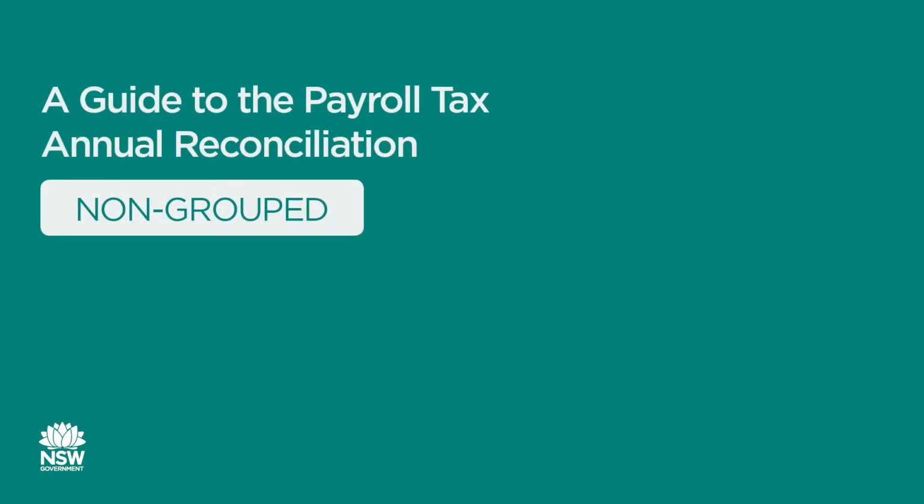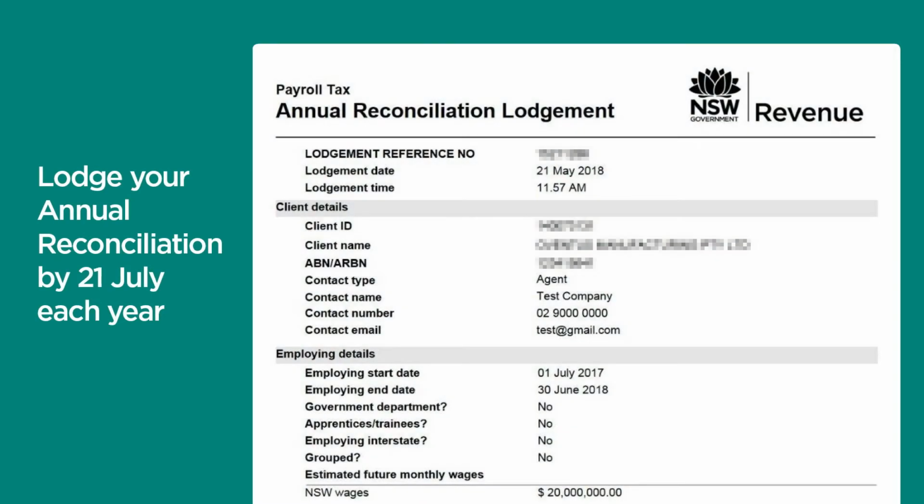Getting ready to do your payroll tax annual reconciliation. If you pay wages that exceed the New South Wales payroll tax threshold, you are required to lodge an annual reconciliation by 21 July each financial year.